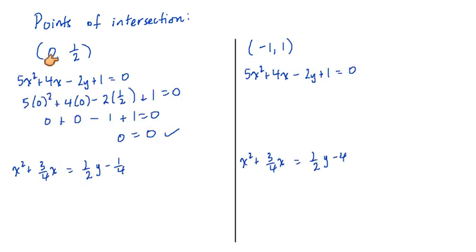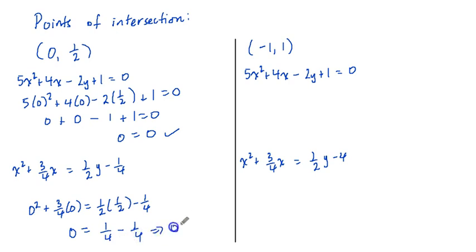I checked my work, I put 0, 1/2 into the first equation, and it indeed balances it. Now I have to check it in the second equation. And indeed, 0 squared plus 3/4 times 0, that's going to give me 0. Over here on the right-hand side, I'll have 1/4. A half times a half is a fourth. And so I've got 0 equals 0. I leave the check of the point -1, 1 for you.